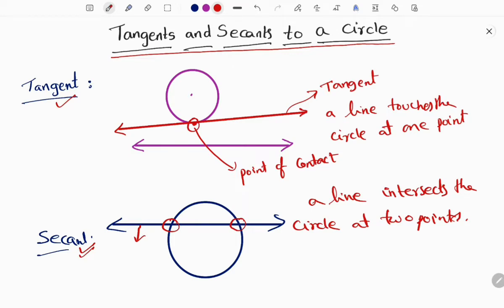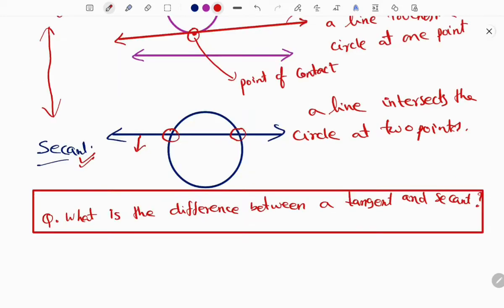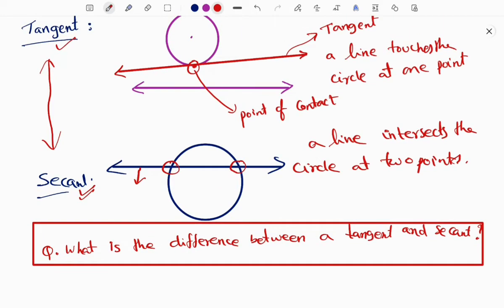I hope you understood. So what is the difference between a tangent and a secant? You can simply write: a line that touches the circle at one point is called the tangent. A line that intersects the circle at 2 points is called the secant. In examinations they ask like this, and this is asked for 2 mark or 1 mark questions.